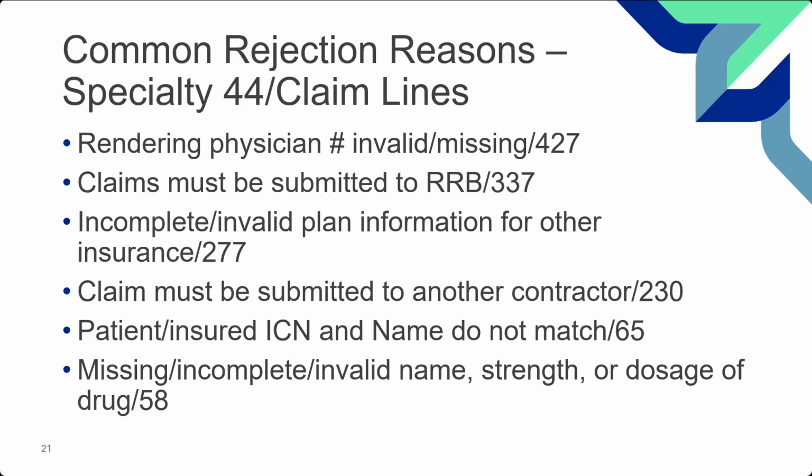Missing, incomplete, or invalid name, strength, or dosage of drug. For this one, a drug was billed, but you failed to let us know the name, strength, or dosage of the drug. Now, that would be one of those situational pieces of information. If you're billing for a drug, then you need to include this information on the claim. Typically, if it's policy driven, it will tell you how to do that in the coding and billing guidelines. But most often for drugs that are being billed, you're going to enter this information in item 19 or the electronic equivalent.